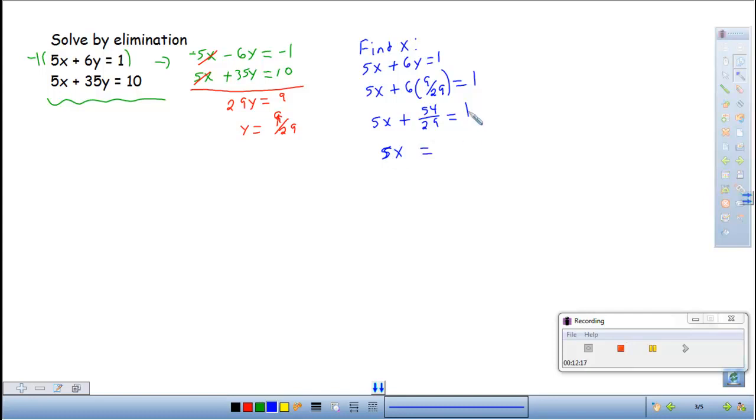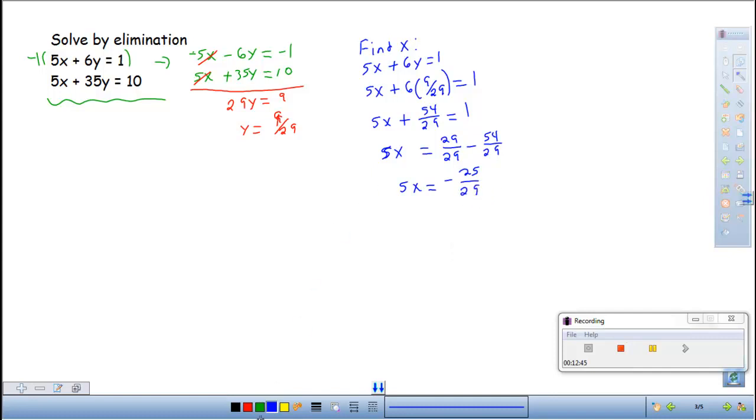So 1/1 and 54/29, the common denominator will be 29. So that 1 I can change into 29/29, and then I'm going to subtract the 54/29 over to the right-hand side. Now I have 5x equals 29 minus 54 gives me a negative 25/29.